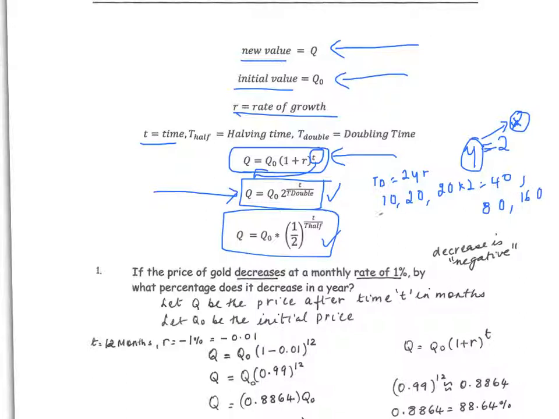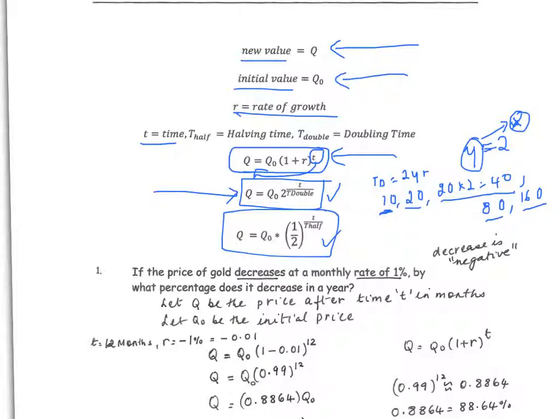So initially it starts off with 10. In 2 years, it's 20. In 4 years, it's 40. In 6 years, it's 80. And in 8 years, it is 160. So the quantity doubles every 2 years.